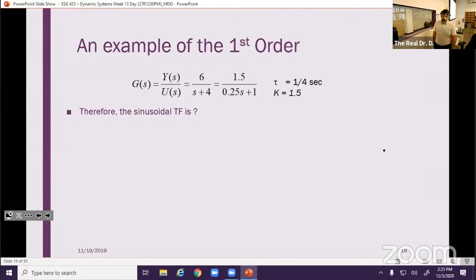If we write it in standard form, we know that tau is equal to 1/4. So we can pull off that the corner frequency is equal to 4 radians per second. And we can pull off K, right? So we know the DC gain is 1.5. So what is the sinusoidal transfer function for this then?